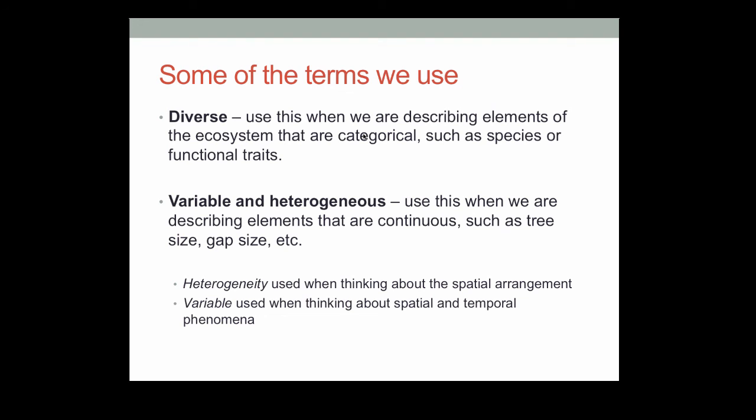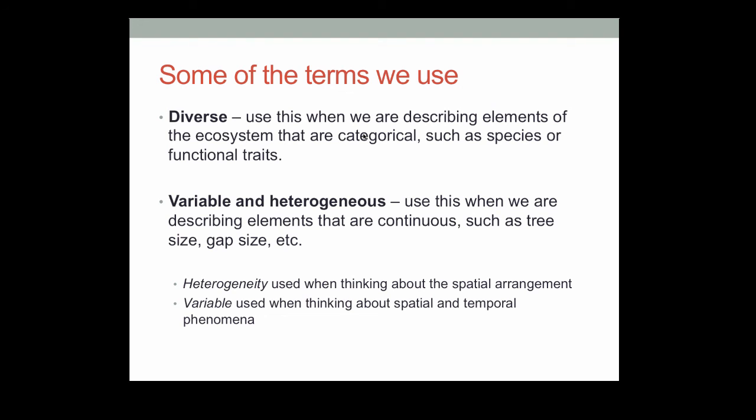And so these are going to be terms rather than diverse that we would use with categorical variables. Variable and heterogeneous might be terms that we use to describe elements that are going to be continuous data. Right? And heterogeneity is one that we often think about when we're considering the spatial arrangement of components in the ecosystem.